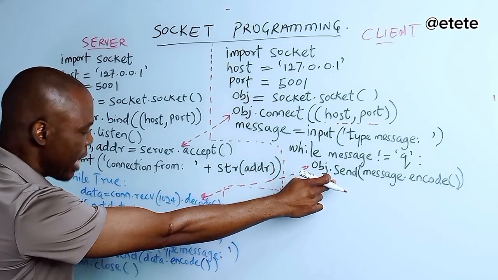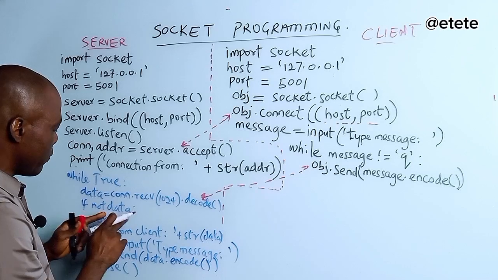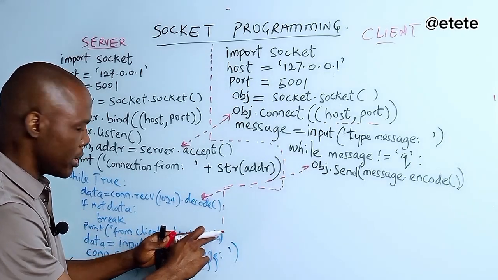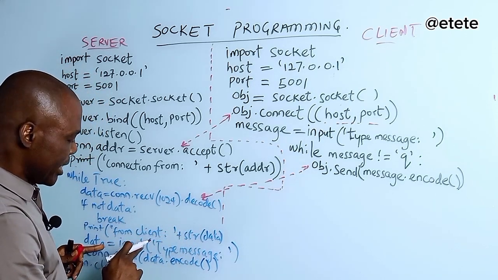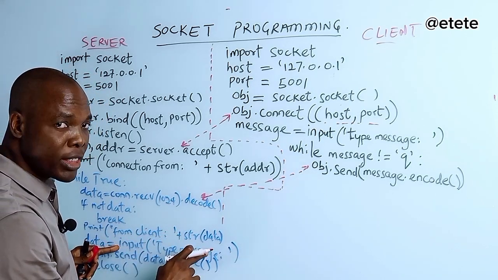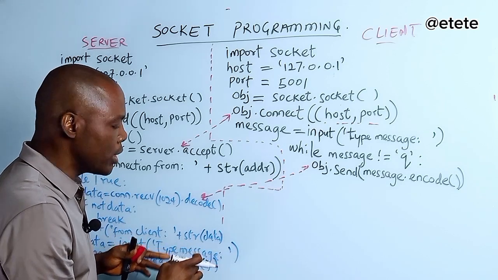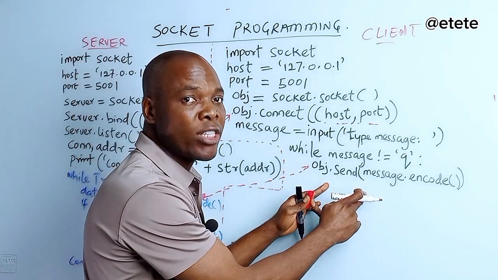This client will send, the server will receive it, right? When, if not data break, it will print that message out on the screen. Then the server will say input type message, which will appear on the server end. Then the server end will type the message. When the message is now sent from the server end, the client end has to receive it.